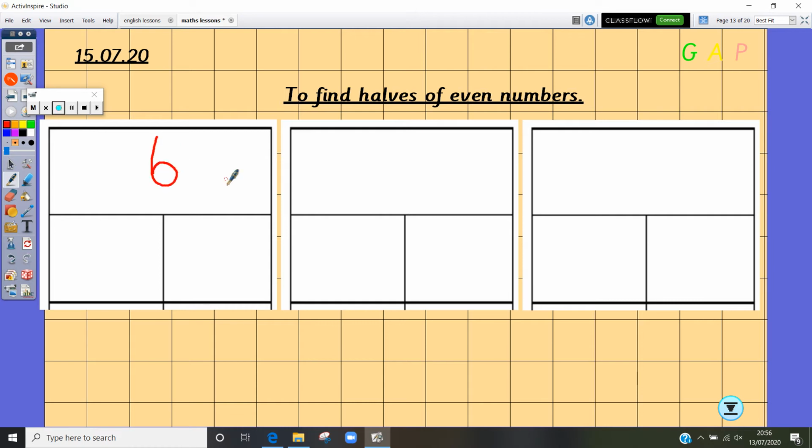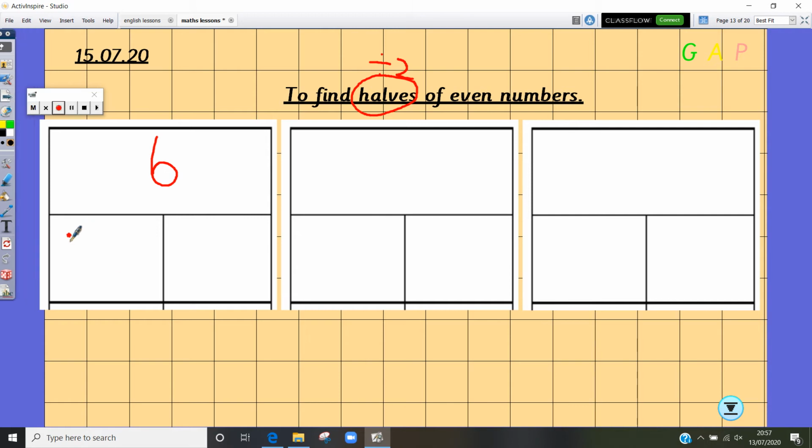So 6 is my whole number, and I want to find half of it. So in order to find half of that number, I need to share it between 2. So when we're finding halves, we are sharing or dividing it by 2, okay? So I'm going to get my 6 now, and I'm going to share 1, 2, 3, 4, 5, 6. And I need to stop there because 6 is my whole number that I am sharing.